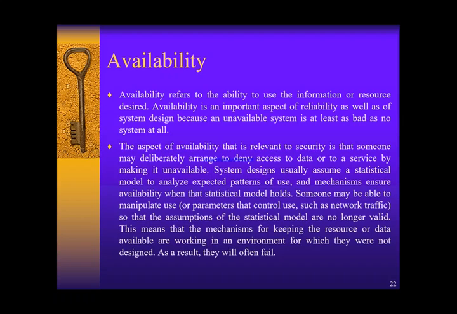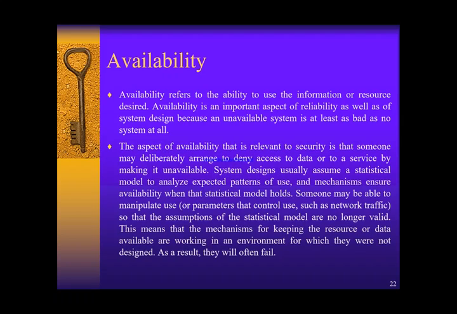System designs usually assume a statistical model to analyze expected patterns of use, and mechanisms ensure availability when that statistical model holds. Someone may be able to manipulate use, or parameters that control use, such as network traffic, so that the assumptions of the statistical model are no longer valid. This means that the mechanisms for keeping the resource or data available are working in an environment for which they were not designed. As a result, they will often fail.